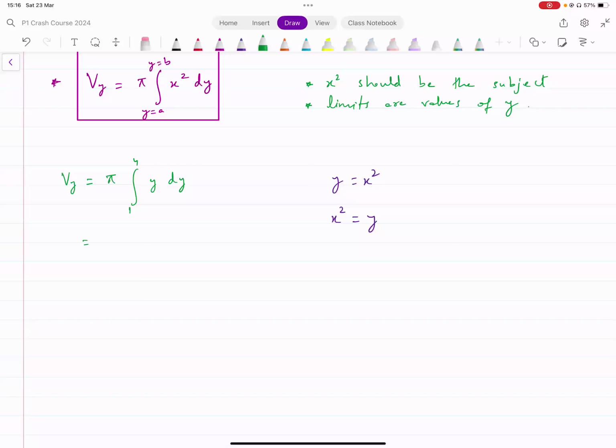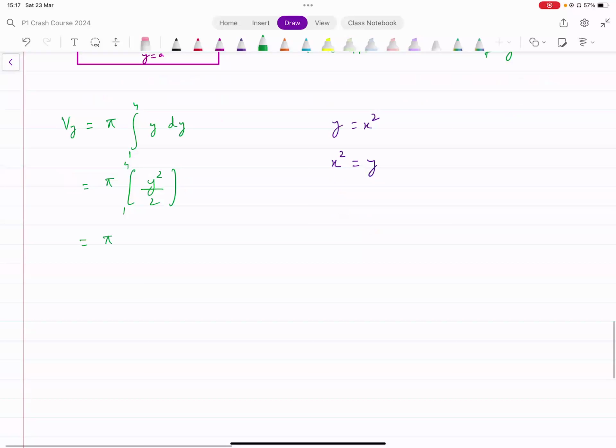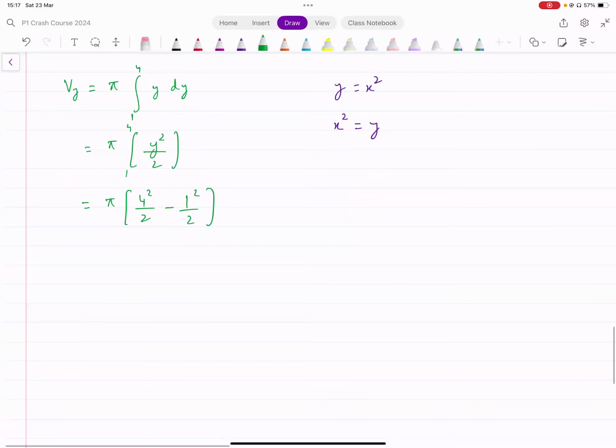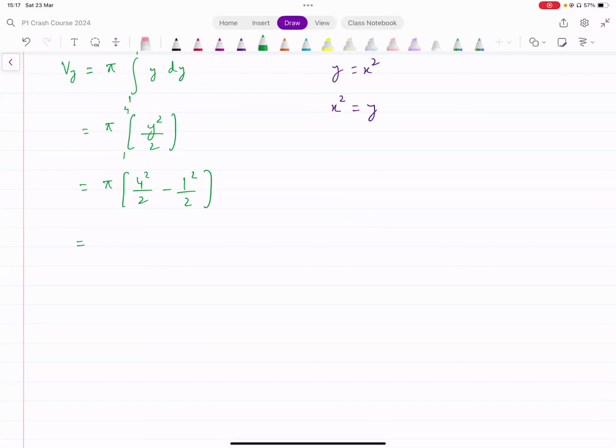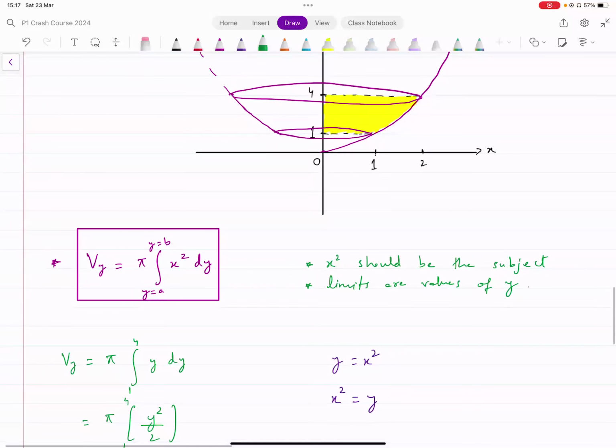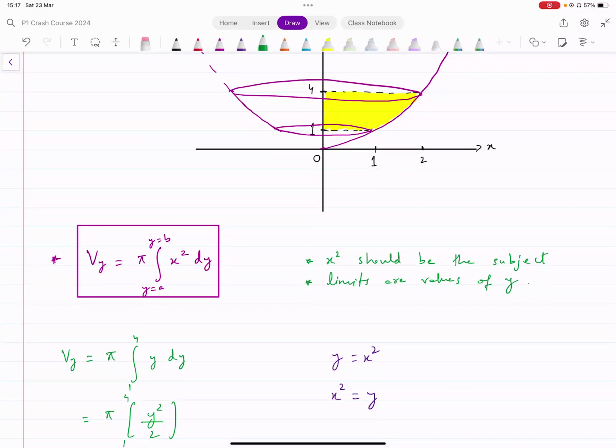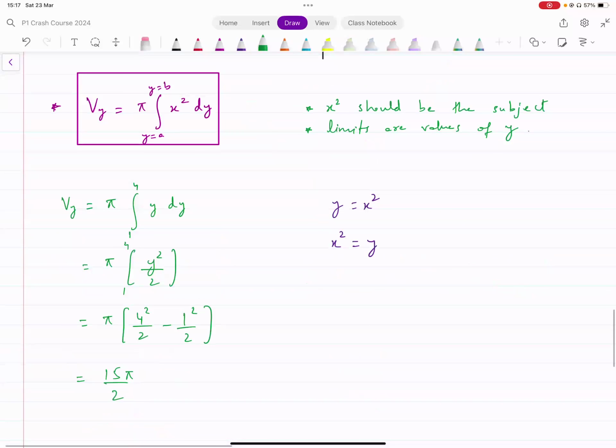Now we integrate this: pi into y squared over 2. Input limits from 1 to 4. You get pi into 4 squared over 2 minus 1 squared over 2. And that gives you 16 minus 1, that's 15, 15 pi over 2. That's the volume of revolution that you get for this figure. That's the volume of rotation. Okay? And that's what we were looking for here. We found that value.